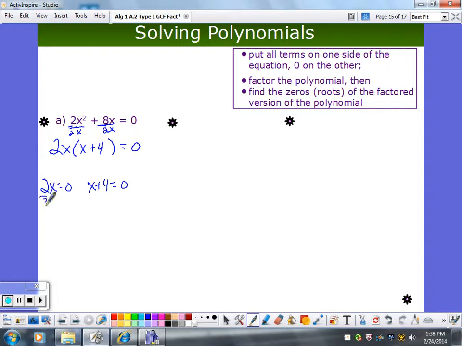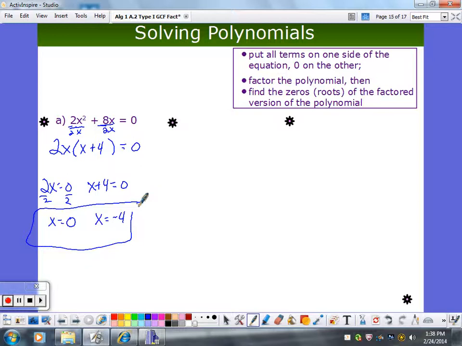2x equals 0, well, what do you get? X equals 0. And then what goes out over here? So I've solved an equation that normally I wouldn't know what to do with. Factor it, then set each factor equal to 0. If you plug in a 0, you're going to get 0. If you plug in a negative 4, you're also going to get 0. Two solutions. Everybody follow that?